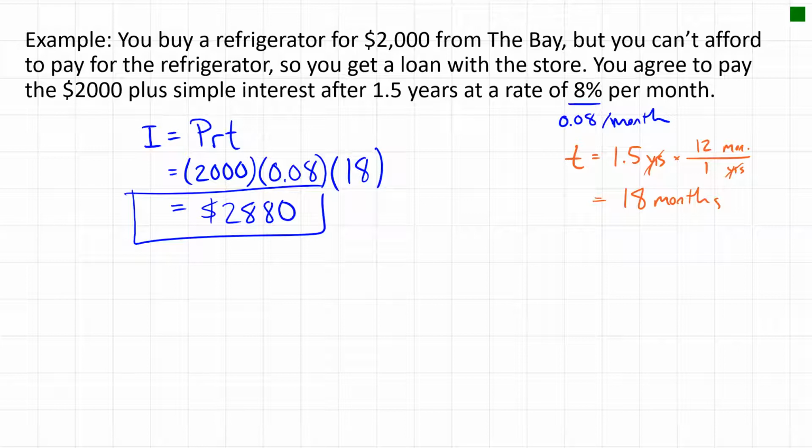This isn't a very realistic loan, but I want to just give you an indication of how quickly it can add up. 8% per month would be a ridiculously high rate, so you wouldn't really see that in real life. And if after 1.5 years you had to pay back the total, you might have to pay back $2,000 plus $2,880. So after 1.5 years, the total you'd pay back in this scenario would be $4,880, more than twice the actual cost of the fridge.